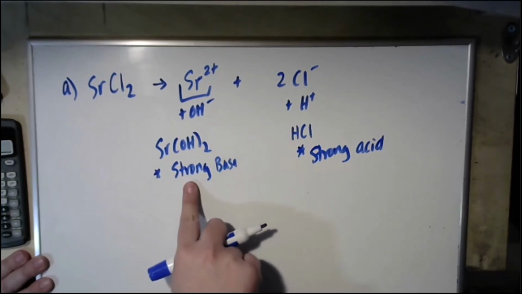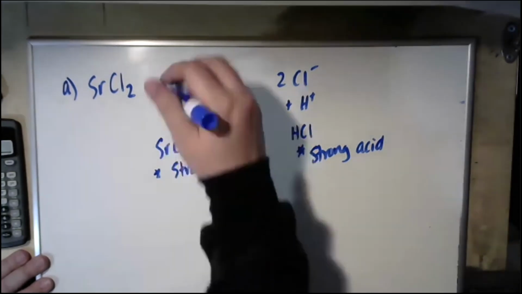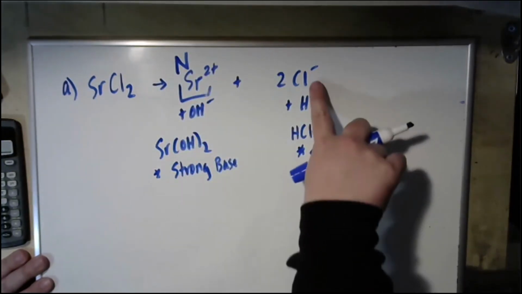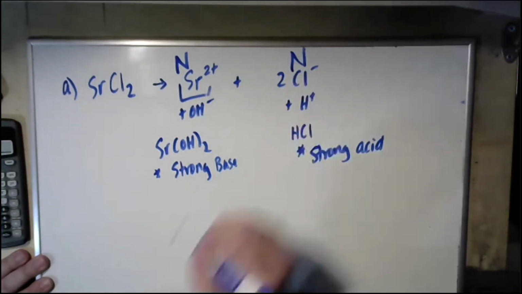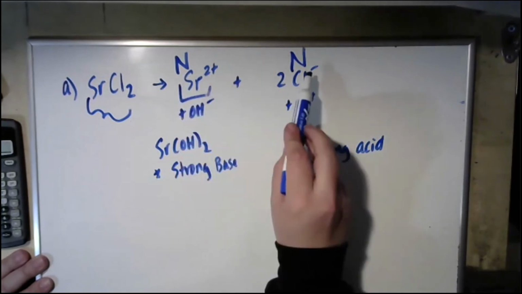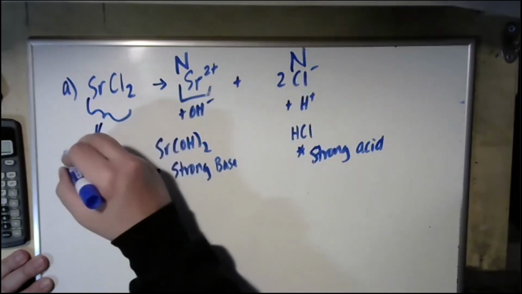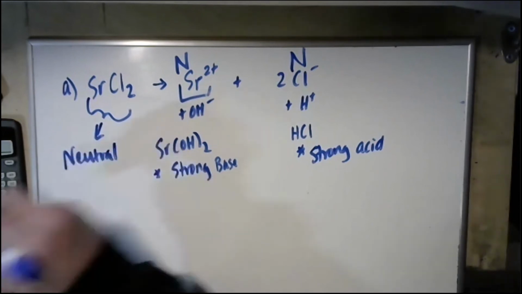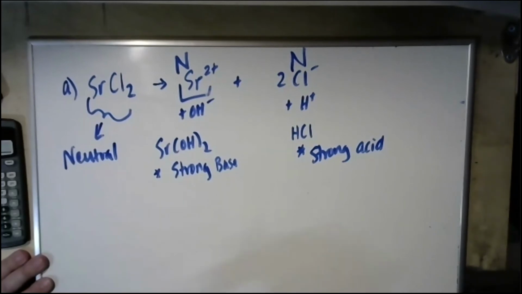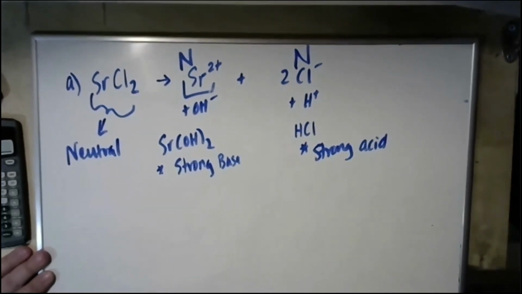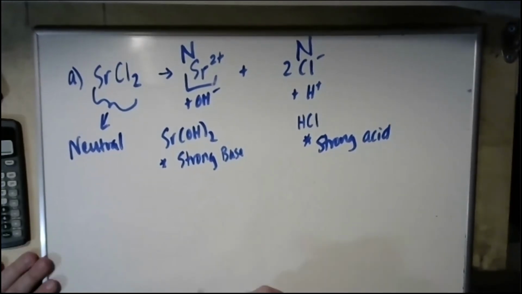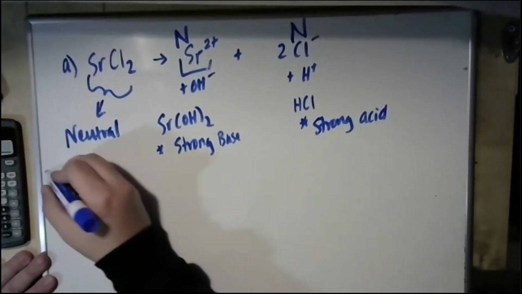So if this is a strong base, that means that this strontium ion is neutral. If this is a strong acid, that means this chloride ion is neutral. That means that this compound, a neutral ion plus a neutral ion, the compound overall is going to be neutral. So it's not going to be acidic or basic when it dissolves in water. Okay, let's look at the next one.